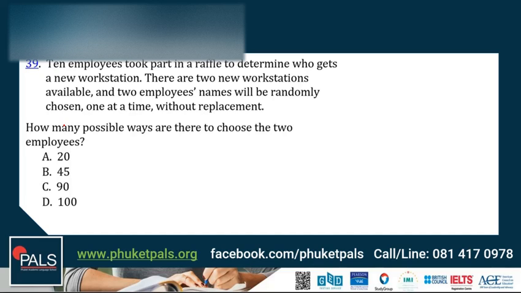39. 10 employees took part in a raffle to determine who gets a new workstation. There are 2 new workstations available, and 2 employees' names will be randomly chosen at one time without replacement. How many possible ways are there to choose the 2 employees? First, choosing the first employee, there are 10 possible ways. Times choosing the second employee, there are now only 9 possible ways. So 10 times 9 is equal to 90. So the answer is letter C.